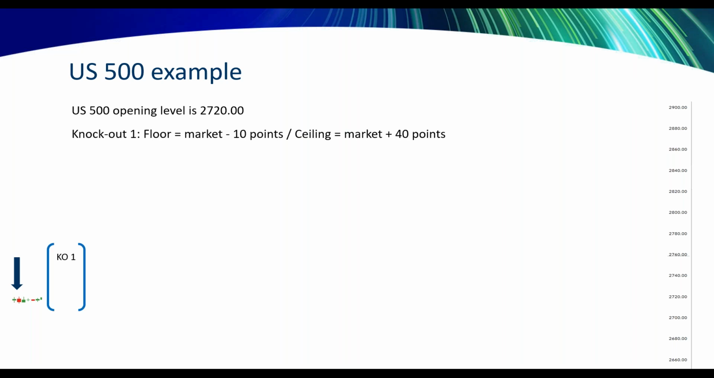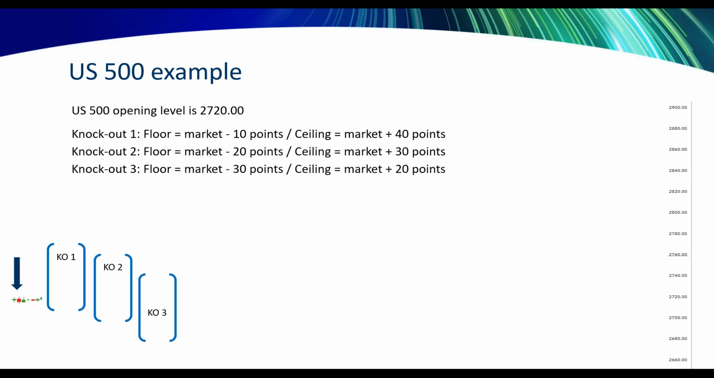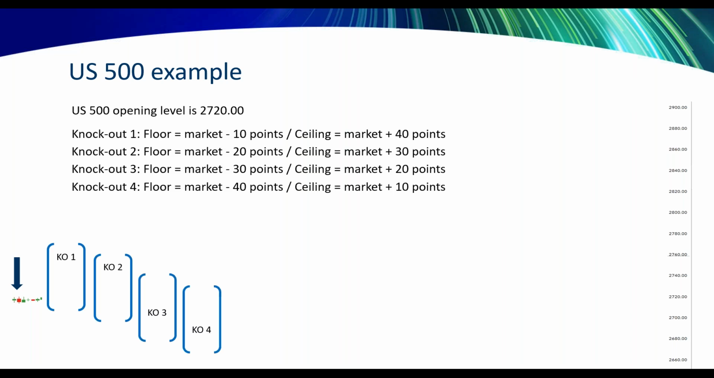So let's walk through a simple example, and here is the US 500, the S&P 500. All right, you think you're going to trade the S&P 500, and you're going to take a quick look over at our knockout contracts. So when I did this example, this is just an example, the S&P was trading around 2720, and we had 4 knockouts. Now, our knockouts all have a predefined range.